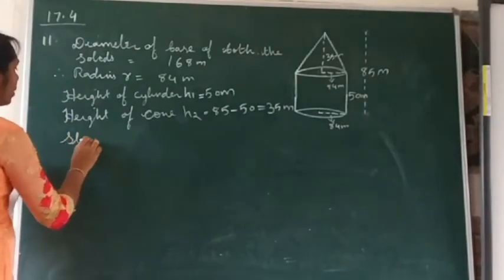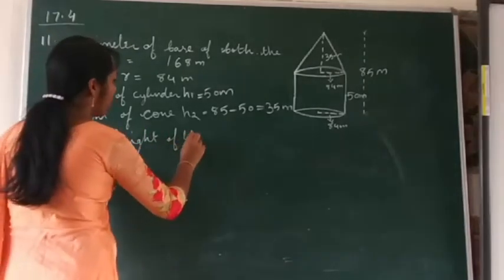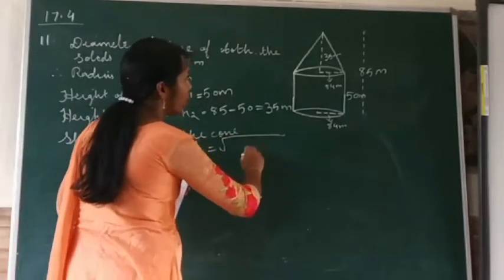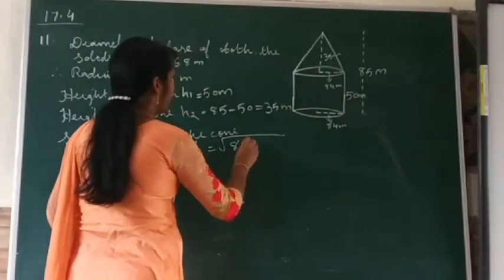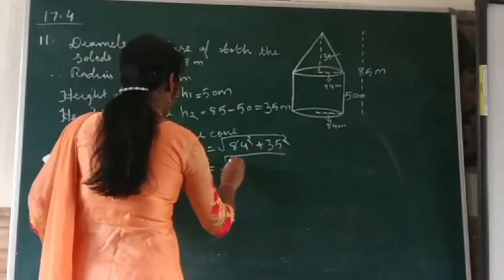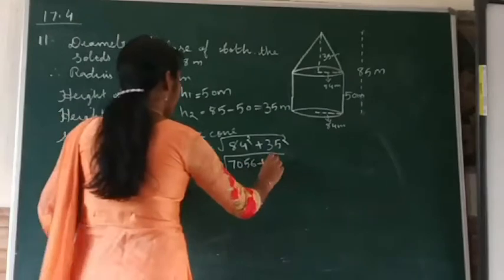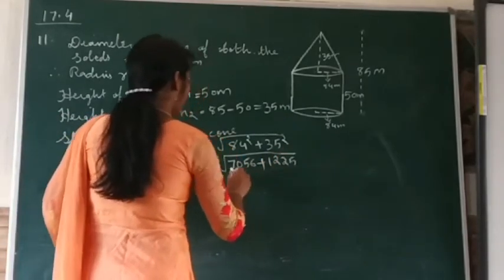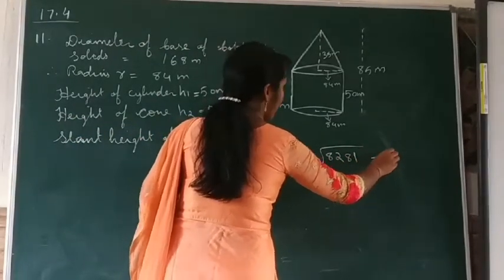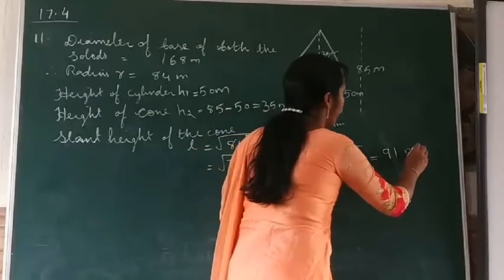So slant height of the cone, L, is equal to root of 84 square plus 35 square, that is equal to root of 7056 plus 1225, that is equal to root of 8281, that is equal to 91. We can find out the square root by using the long division method. So the slant height is equal to 91 meter.